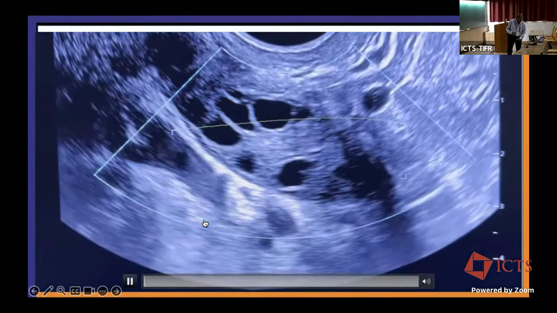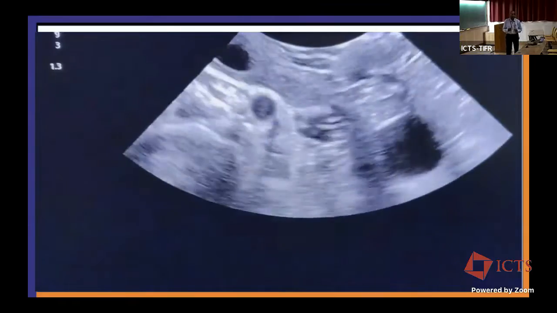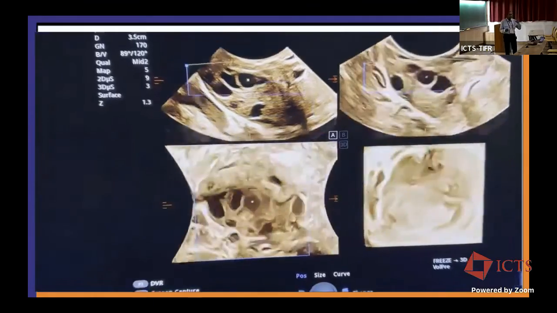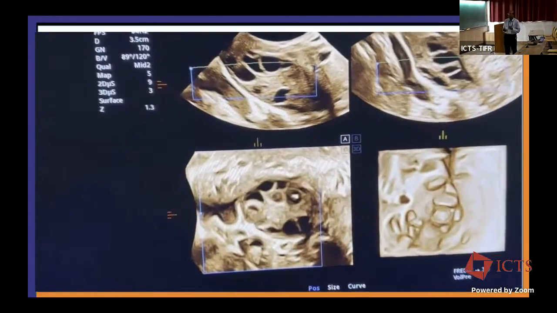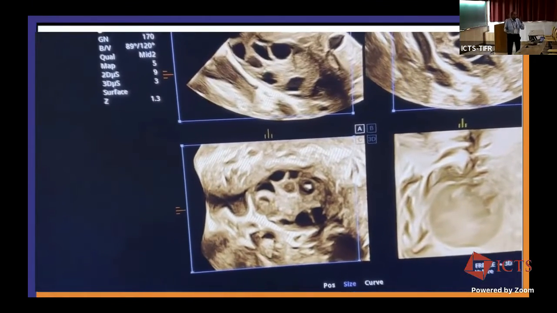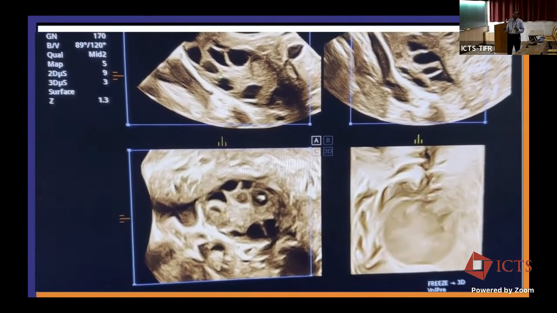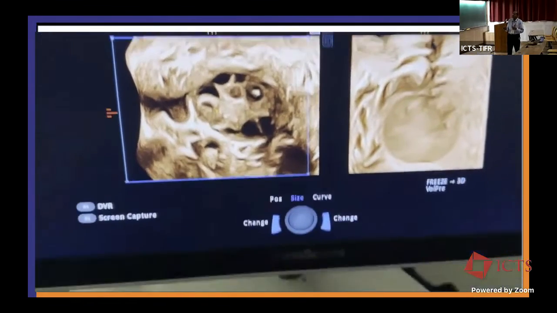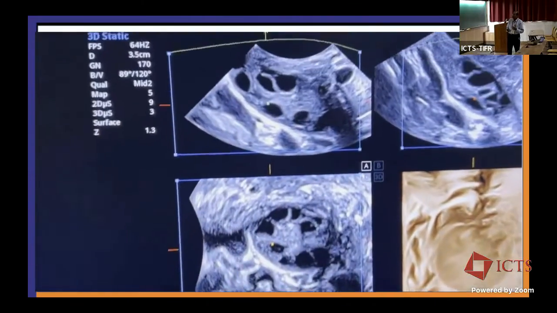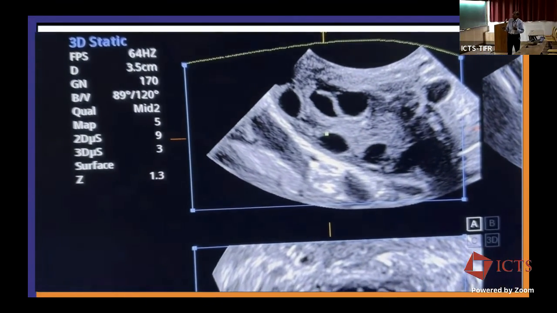Now, the challenge is in the ovary. So here is an ovary with a lot of little follicles, and I'm taking a 3D sweep. I want to measure all the follicles. Imagine the amount of time it will take to measure all those follicles. Instead of that, I'm going to tell the machine, please recognize all the follicles, measure them, and give me not only the three-dimensional measurement but also the volume. And this is called Sono AVC, or automatic volume calculation. So I go here, I see the AVC follicle, I just press the button there, and in an instant it is going to recognize all this.